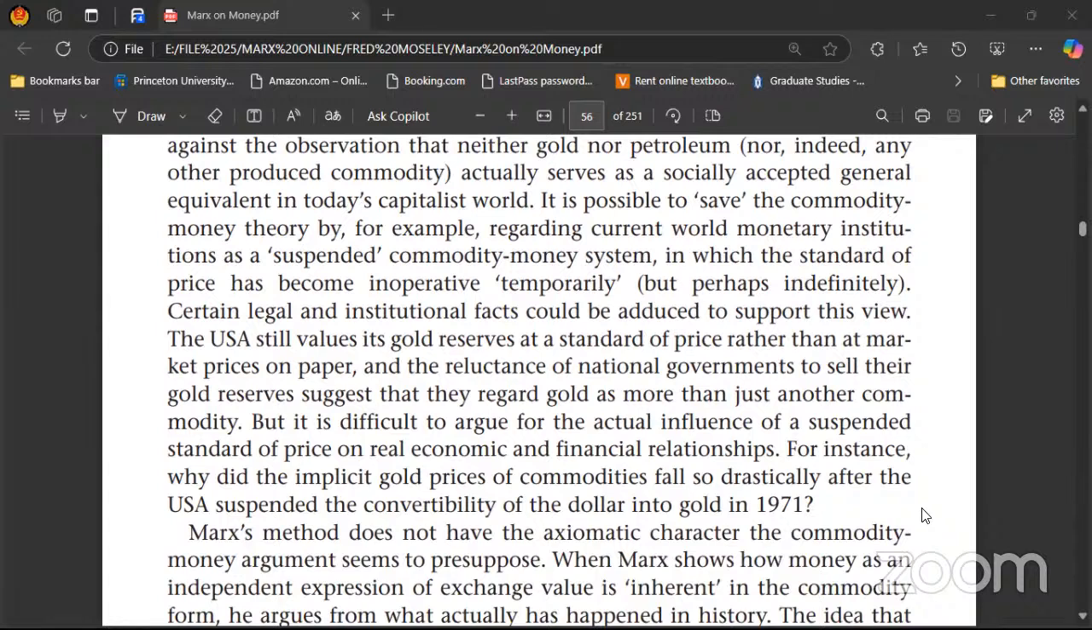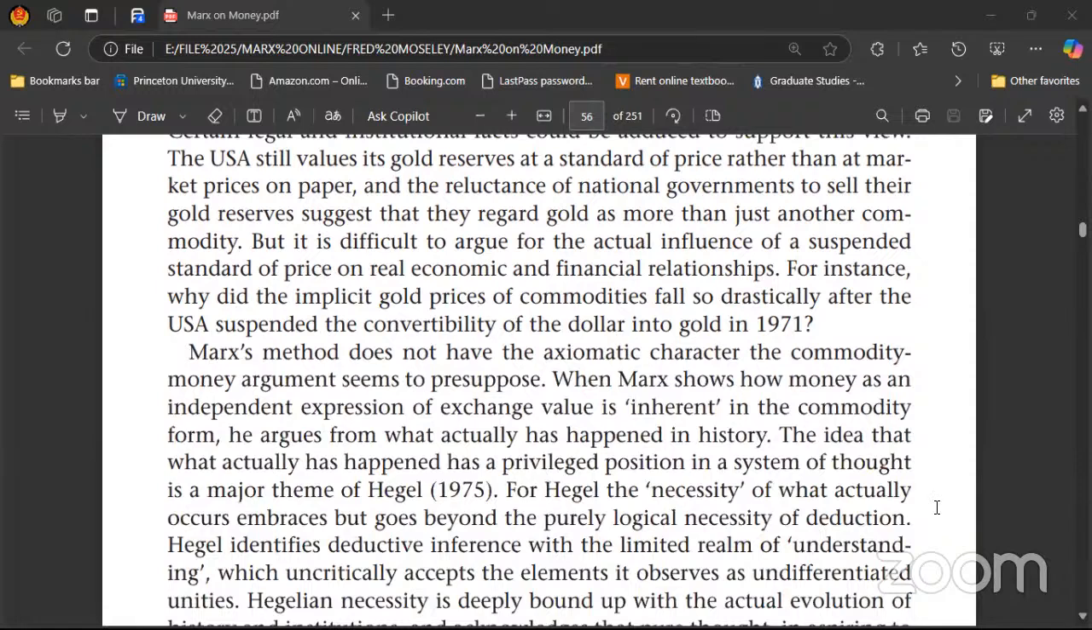But it is difficult to argue for the actual influence of a suspended standard of price on real economic and financial relationships. For instance, why did the implicit gold prices of commodities fall so drastically after the USA suspended the convertibility of the dollar into gold in 1971? Thanks, Nixon. Marx's method does not have the axiomatic character the commodity money argument seems to presuppose.